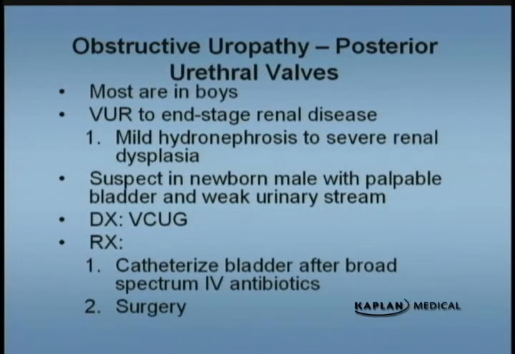Posterior urethral valves are most commonly seen in boys. They cause reflux, and it can reflux all the way up to the kidneys and cause end-stage renal disease. They can cause hydronephrosis. Again, remember, a newborn male with a weak urinary stream and a palpable abdominal mass, right away think of obstruction. It's just a dilated bladder, and they can't get the urine out because of the posterior urethral valves. The diagnosis is made on voiding cystourethrogram and will require surgical intervention.